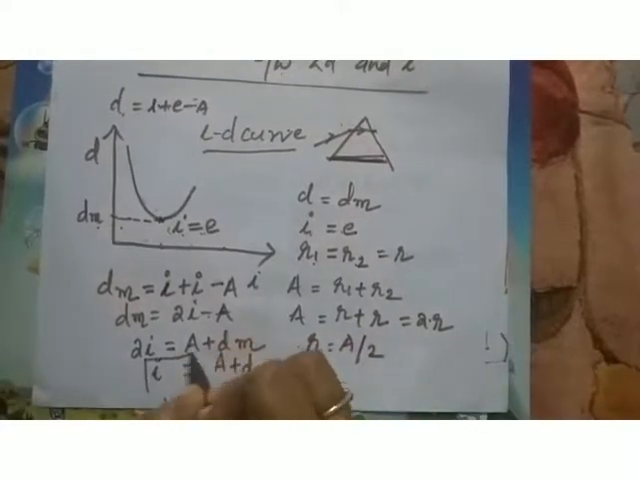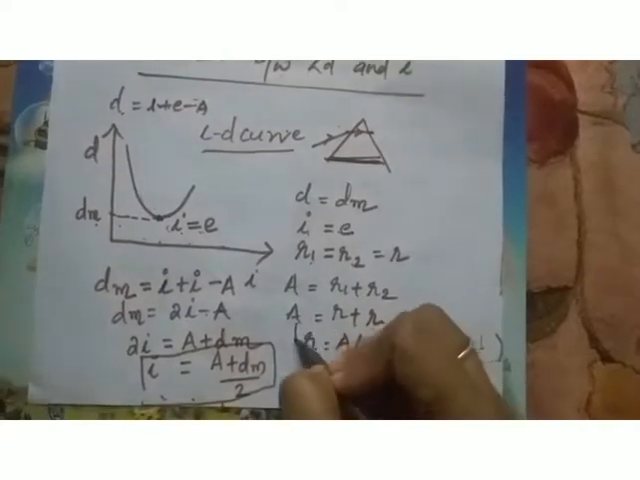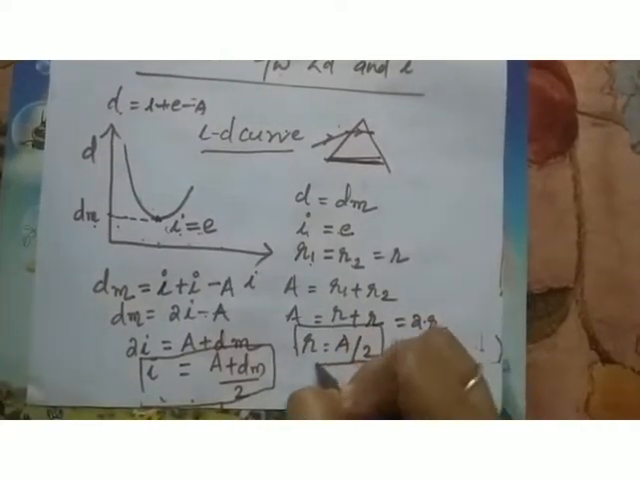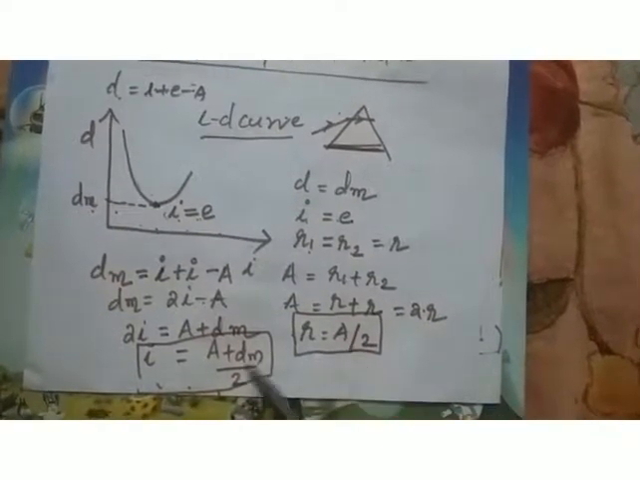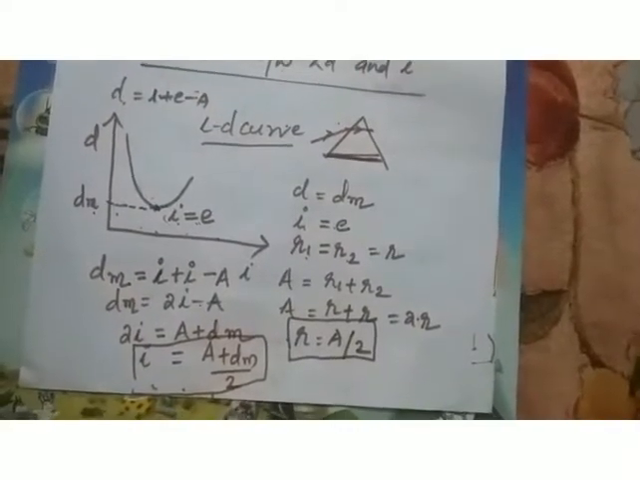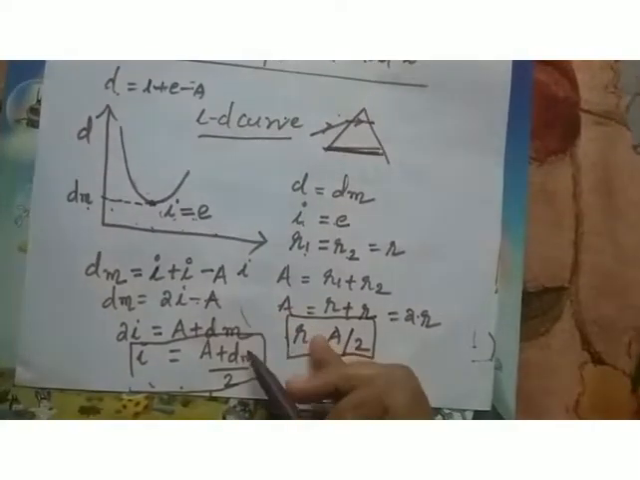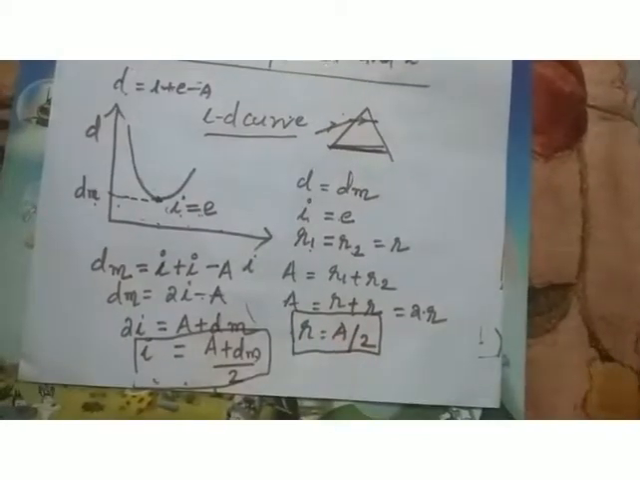So this is the expression for the angle of incidence for the minimum deviation position. And this is the expression for the angle of refraction for the minimum deviation position. Angle of refraction R is equal to A by 2. Angle of incidence I is equal to A plus dm by 2, where dm is the angle of minimum deviation and A is the angle of the prism.